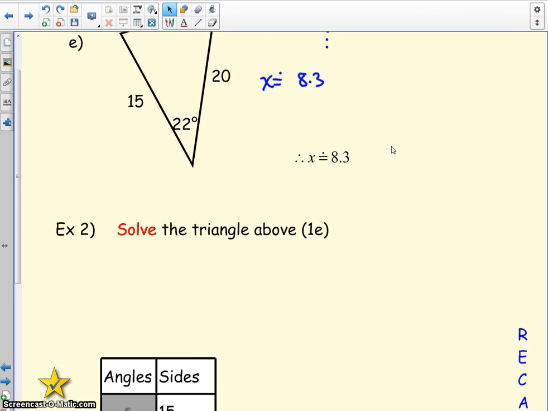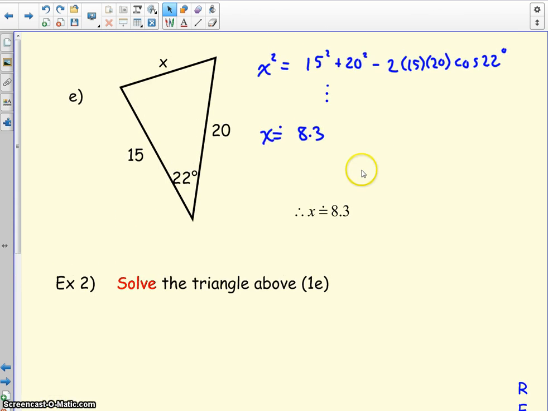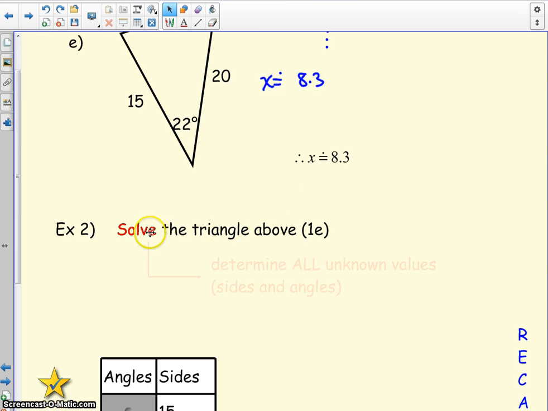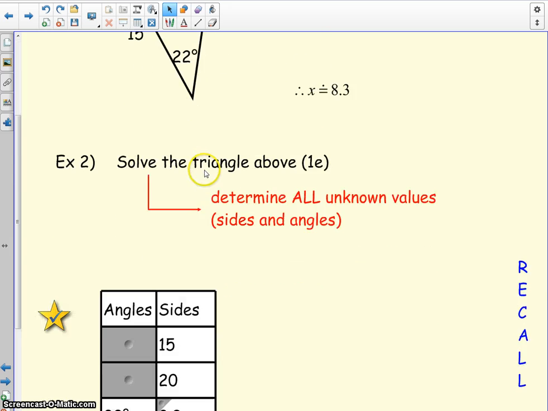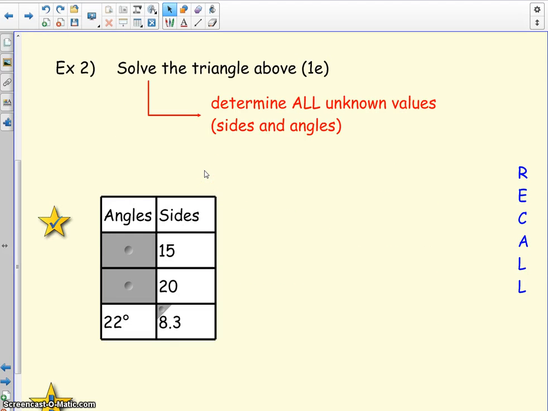Example 2 would like you to solve the entire triangle, which means find all the missing sides and angles, all missing values. So we now have all three sides, just the two angles left to find. I'm going to let you try that on your own, and we'll run through this in part 2. Okay, we'll see you over there.